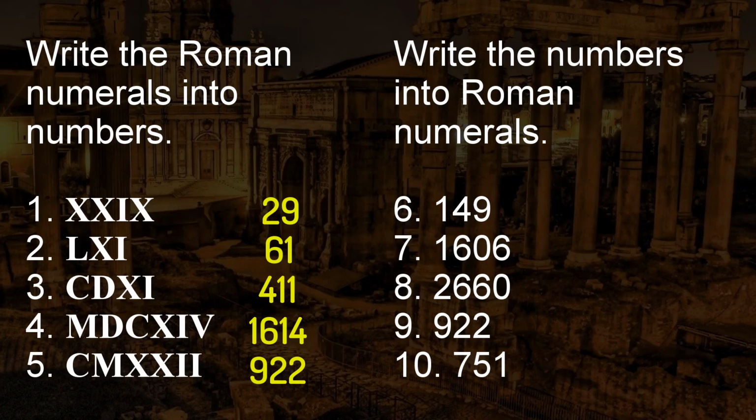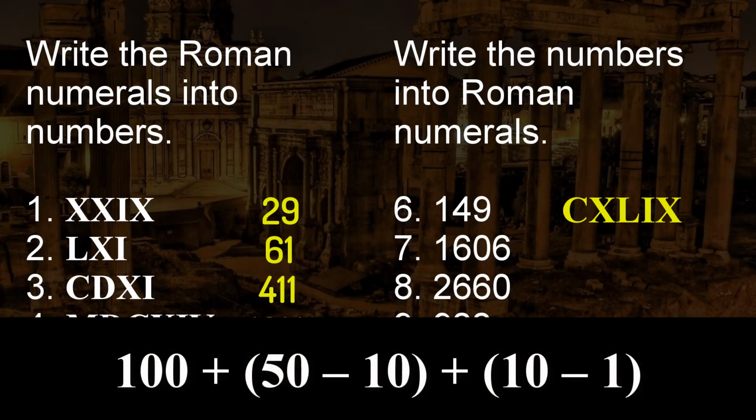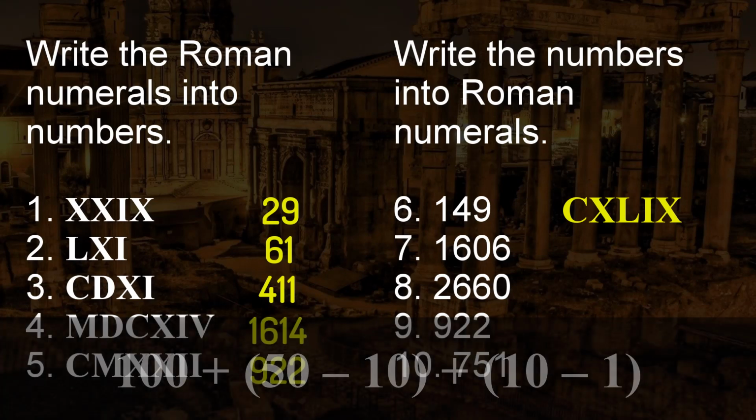The harder part of this quiz is writing actual numbers into Roman numerals, which was what you were expected to do in questions 6 to 10. 149 is CXLIX. The logic is we start with 100, then make 40 by taking away 10 from 50, and taking 1 away from 10. As an exercise, figure out why CIL wouldn't be valid.